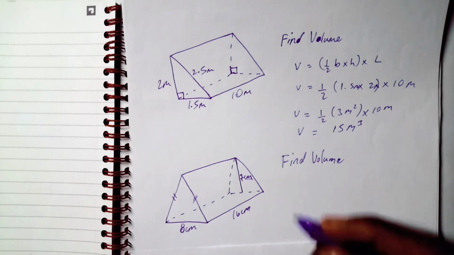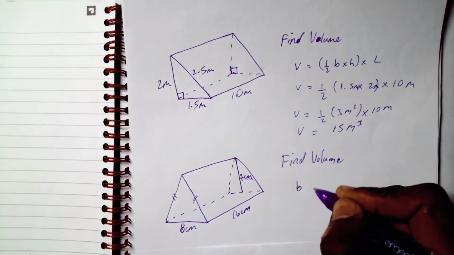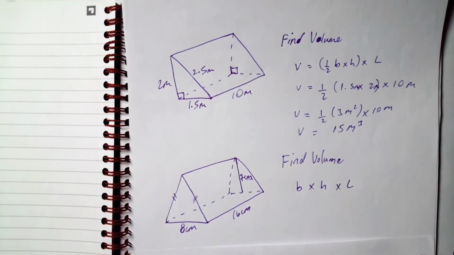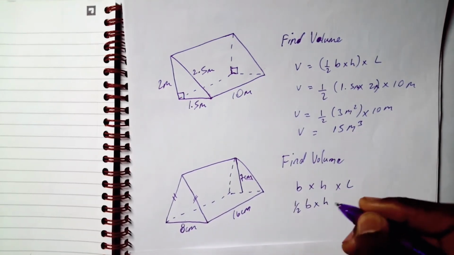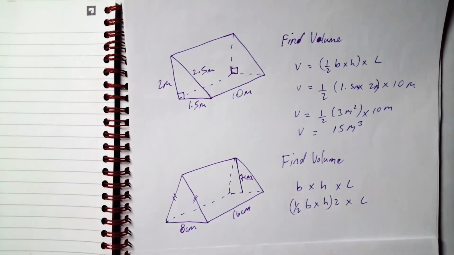So what information do we need? We need base times height times length, right? Or half base times height times 2 times length. Okay, good. We're going to be using this one.